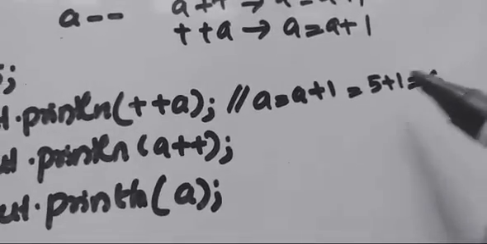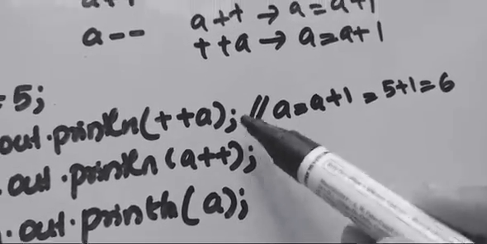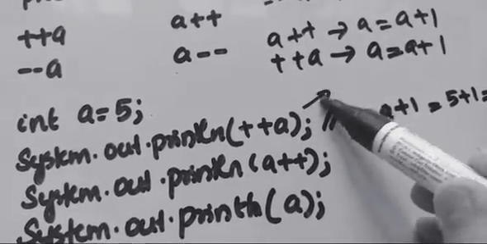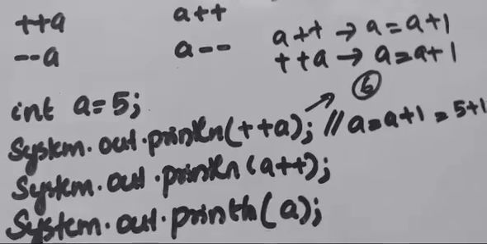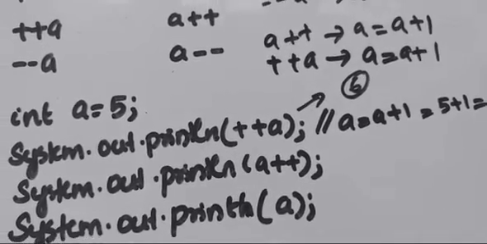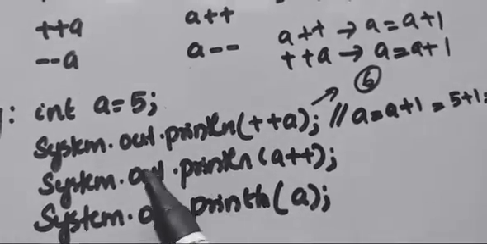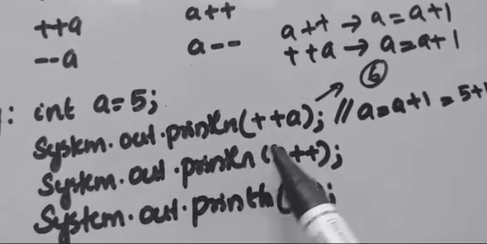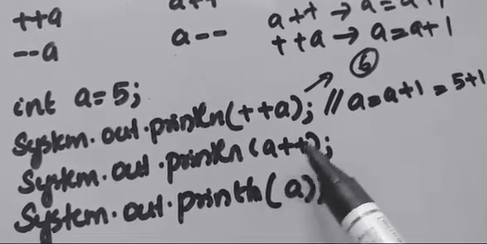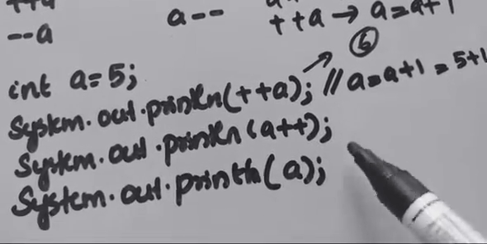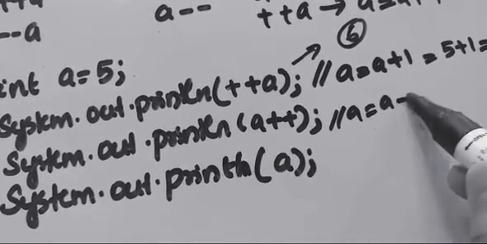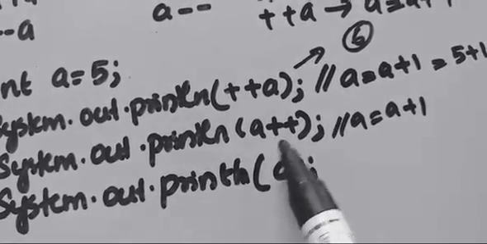So what is the value of a now? 6. So when we apply this statement, the output will be 6. The new updated value of a is now 6. Okay. So, System.out.println(a++). Here also we are incrementing, but the meaning of a++ is a = a + 1.